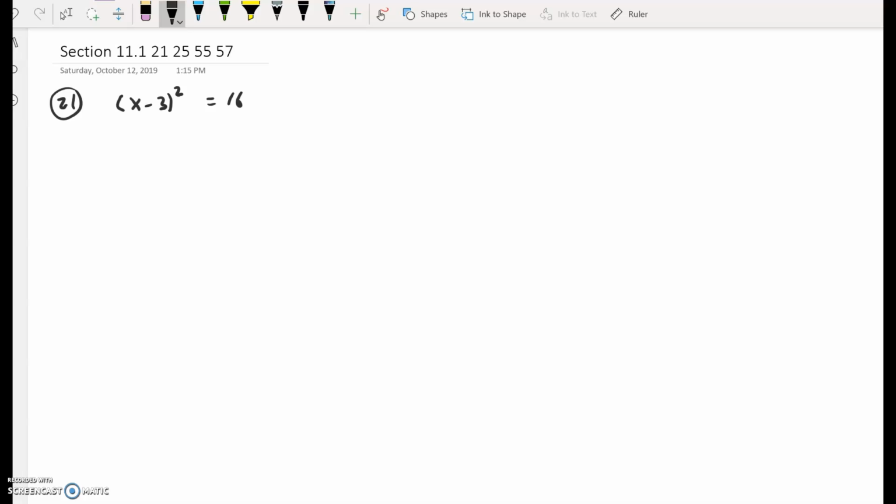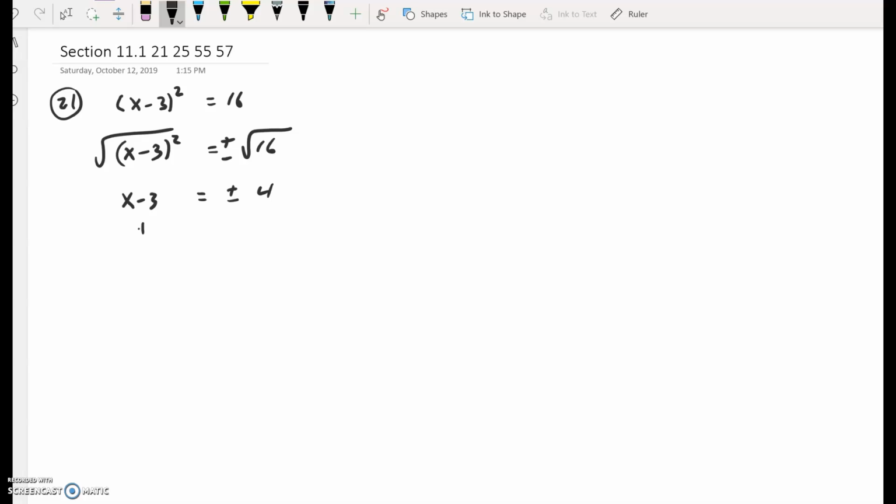This is like a problem where we've already completed the square on the left-hand side, and so now we need to finish it by taking the square root of both sides, which undoes squaring. And when we take the square root of both sides, there's a missing solution that we can discover by putting a plus or minus in front of the number. That allows us to call the square root of (x minus 3) squared, x minus 3.